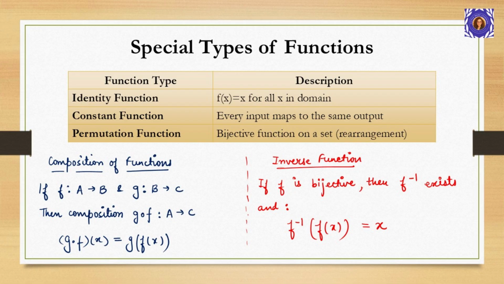Permutation function. This is a bijective function from a set to itself. Think of it as a way to rearrange the elements of a set. Card shuffling is essentially applying a permutation function to the deck.